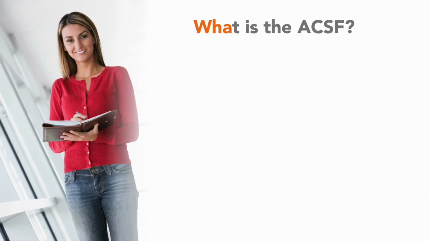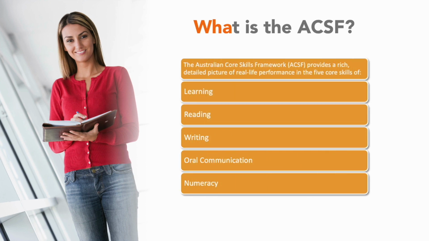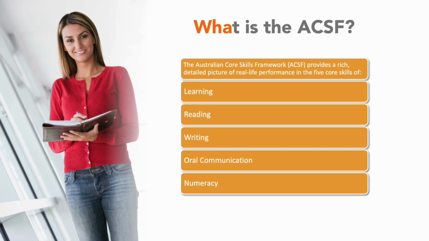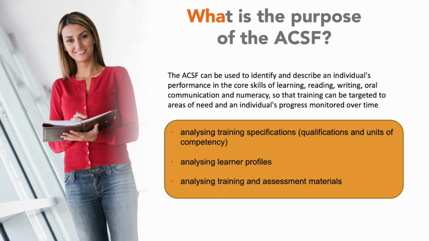So let's take a more in-depth look at what the ACSF actually is. The core skills represented are learning, reading, writing, oral communication, and numeracy. It is believed that these 5 core skills are the foundational skills of all workplace competency. The Australian Core Skills Framework can be used to identify and describe an individual's performance in these core skills so that training can be targeted to areas of need and an individual's progress can be monitored over time.